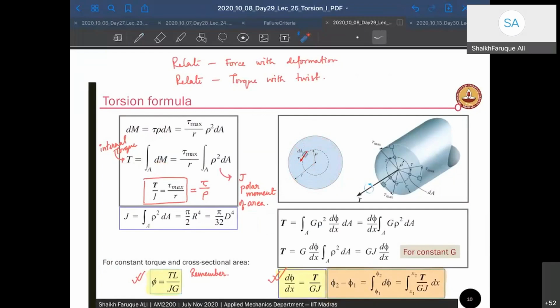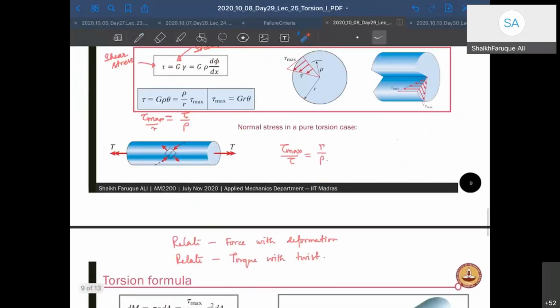All right, so that comes out to be, now we know what is tau. Tau is tau max by r into rho, right? That is what I wrote here. Tau is equal to tau max into rho by r.